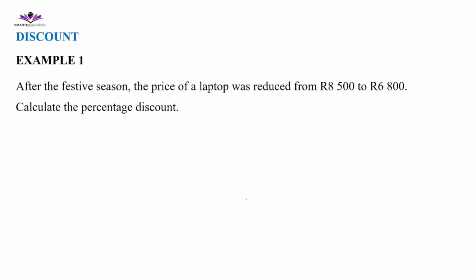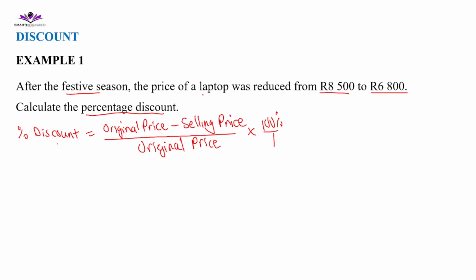Right, let's look at this example. After the festive season, the price of a laptop was reduced from 8,500 to 6,800 rands. Calculate the percentage discount. So what's the formula for calculating percentage discount? We said percentage discount is equal to (original price minus selling price) divided by original price times 100 over 1. So meaning that (8,500 minus 6,800) over 8,500, times 100% over 1.